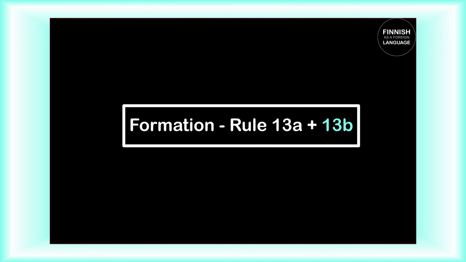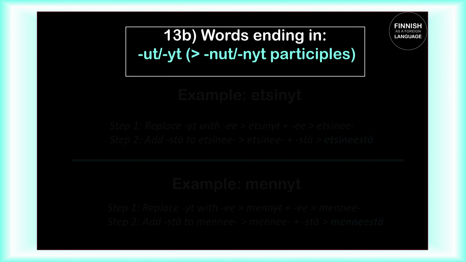And our last rule, 13b, words ending in ut or ut, but with focus on not or nut participles. So here's our first example, etsinut, which is the past active participle of etsia.